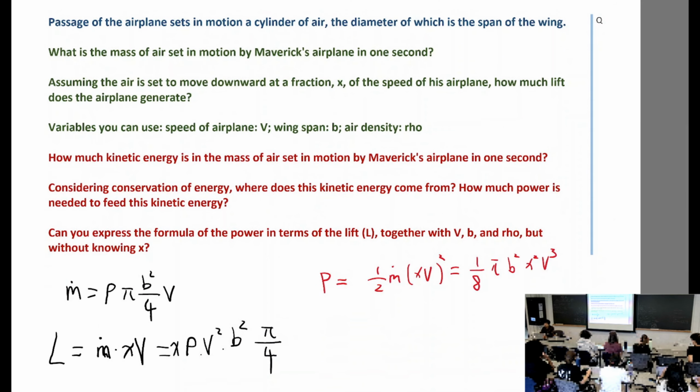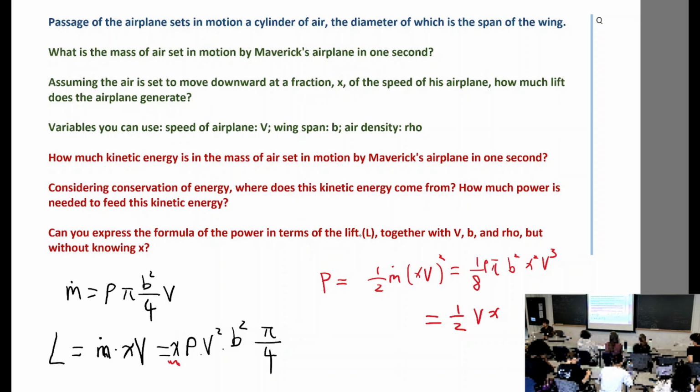Okay. So now can you express the formula in terms of lift? It's essentially just figuring this x out, right? And one thing is that when you compare this formula with this formula, you can first write it as a half. Pi is in both. Sorry, I forgot the rho. Rho is in m dot, so rho is in both. V squared is in both, except there is another v here. And the x is in both, except there is another x here.